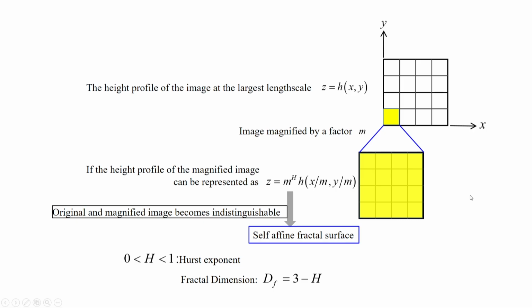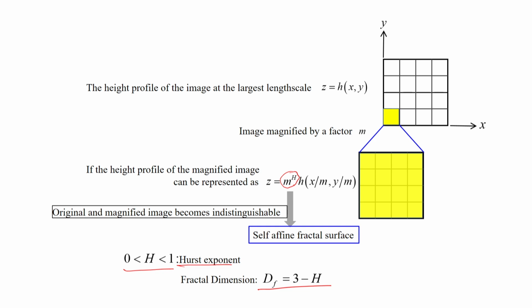And when, instead of m, you multiply by m to the power h, where h is called the Hurst exponent, and normally has a value between 0 and 1, you have what is known as the self-affine surface. So the original and magnified image become indistinguishable when you multiply not by m but by m to the power h. This constant is the Hurst exponent, whose value lies between 0 and 1, and since we are talking about a two dimensional picture, we have the fractal dimension df equal to 3 minus h.